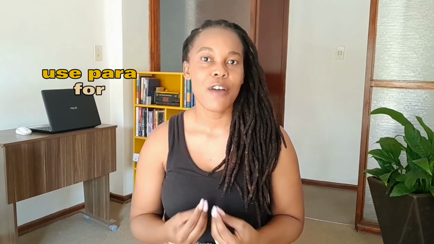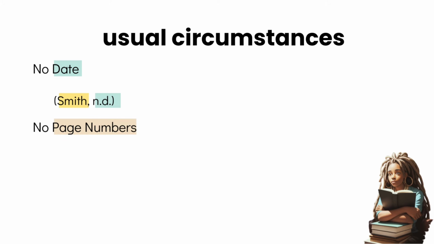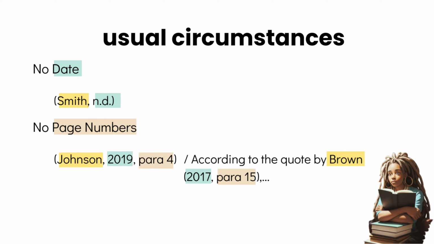Okay, maybe you want to put a direct quote, but the source you are using does not have a page number. What then? Well, if the source you are citing does not have a page number, such as a website or an online document, then you can use para for paragraph number as a source locator. This is how you do it. Johnson 2019, para 4. According to the quote by Brown 2017, para 15.